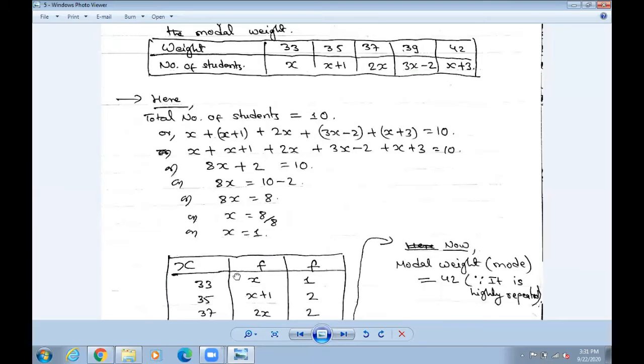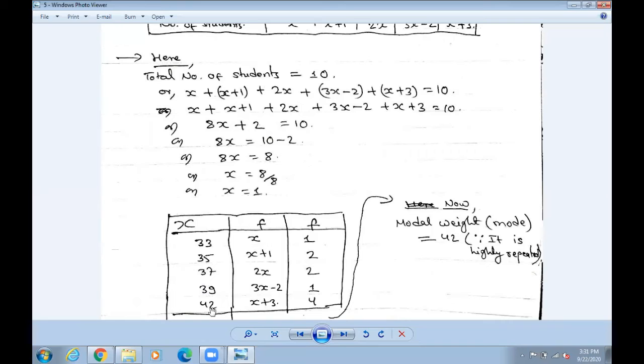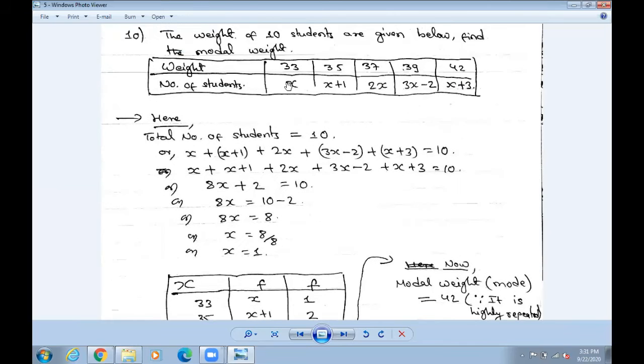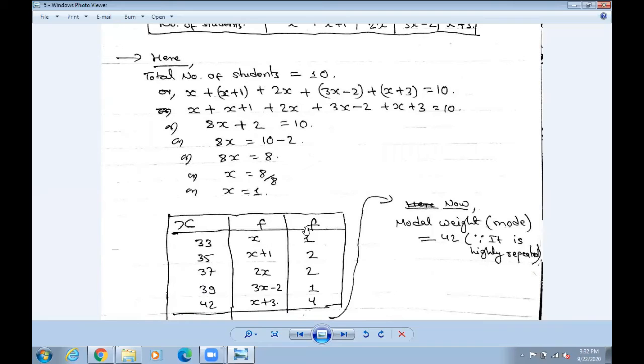After that, let us put in the value. So what is the value of x? Let us find out. 33, 35, 37, 39, 42. Okay, let us write down according to this one, writing x serially in this way. Then let us write down the value of f, the frequency, also: x plus 1, x plus 1, and serially x plus 3, in this way.